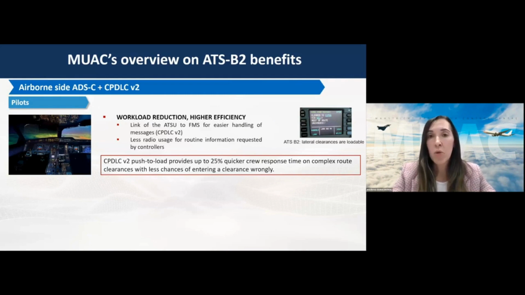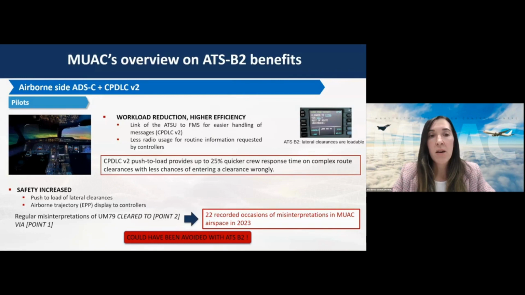And then, of course, because controllers can see much information on the screen, they don't need to ask pilots via radio for information. So at the end, this is also saving time for the aircrews. And we see that with this CPDLC version 2 and the push to load functionality, we get 25% quicker response compared with CPDLC version 1 on compliant clearances. Apart from that, there is also a big safety increase on the airborne side because the push to load makes things easier and there are, of course, fewer errors from the flight crews. And also, we have seen that, for example, there is sometimes a lot of misinterpretation on the pilot side with certain clearances, for example with UM79, which could have been avoided if ATS B2 had been used.